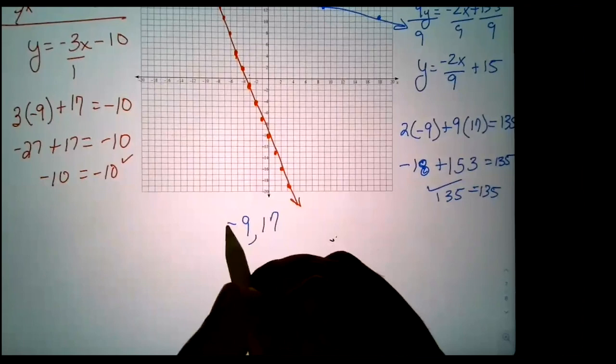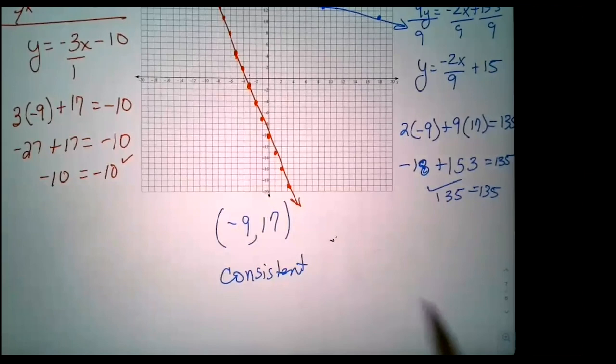And this is a consistent system. It only has one solution. All right.